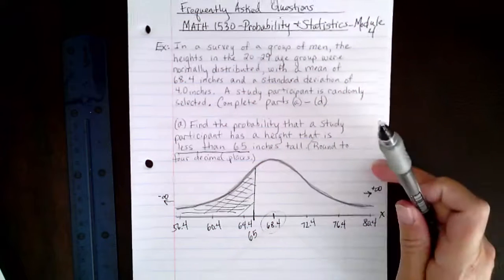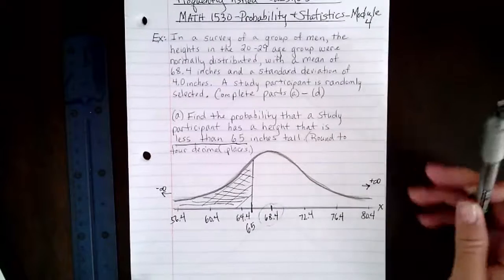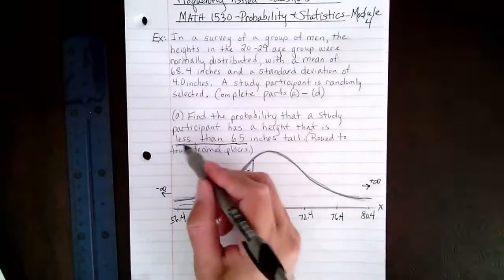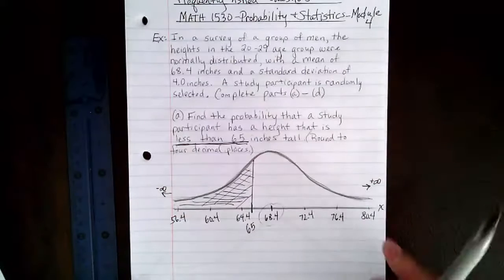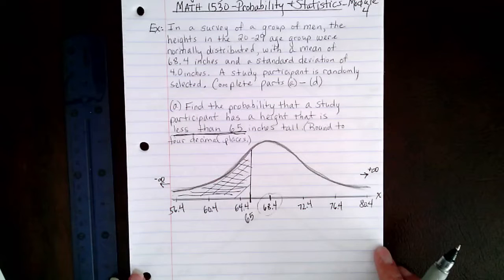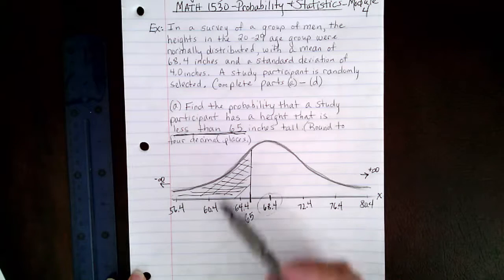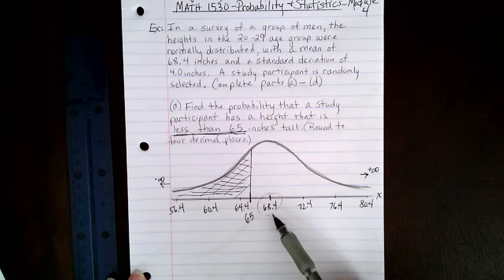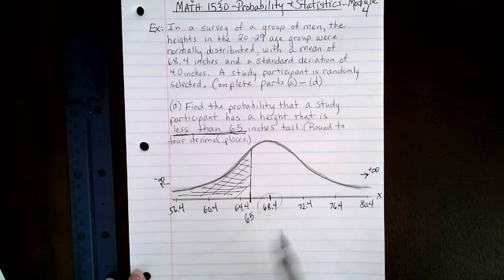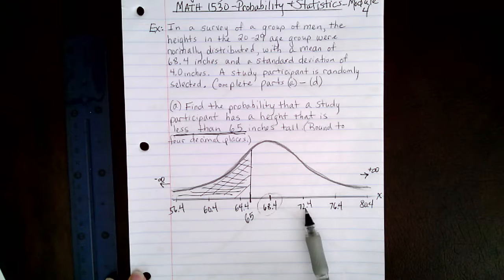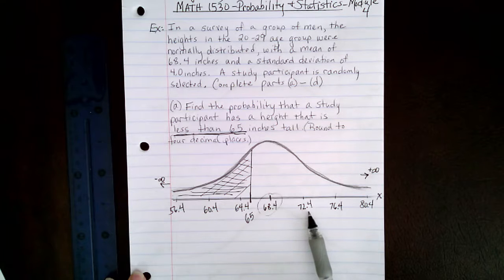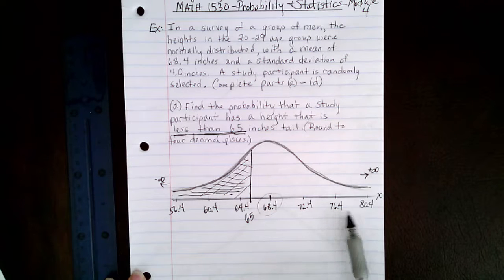In Part A, we want to find the probability that a study participant has a height that is less than 65 inches. So what I've done here is I have drawn the normal bell curve and I have labeled the mean, which is 68.4, and by adding 4, when I move over 1 standard deviation from the mean, I get 72.4. When I move over 2 standard deviations from the mean, I get 76.4, and so on. So I've labeled all of these already.